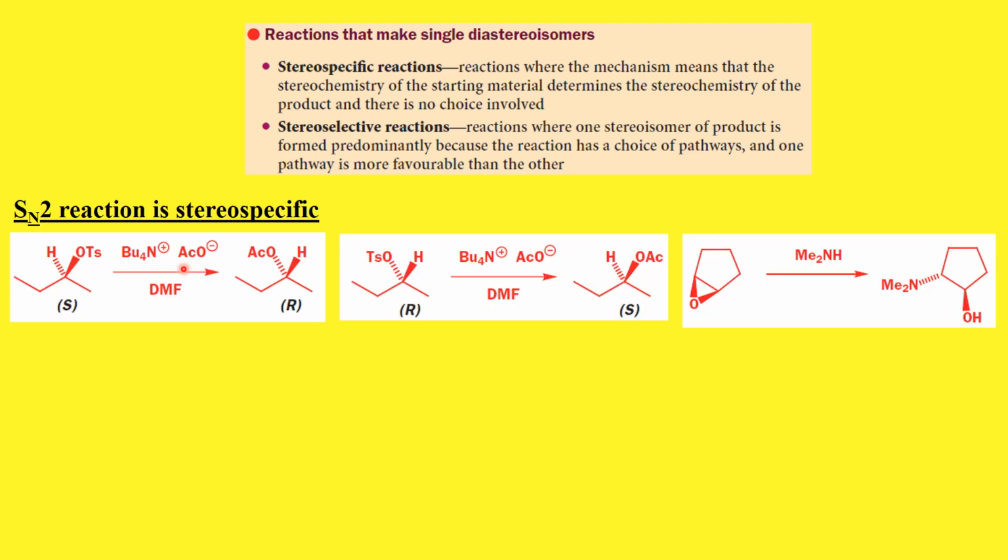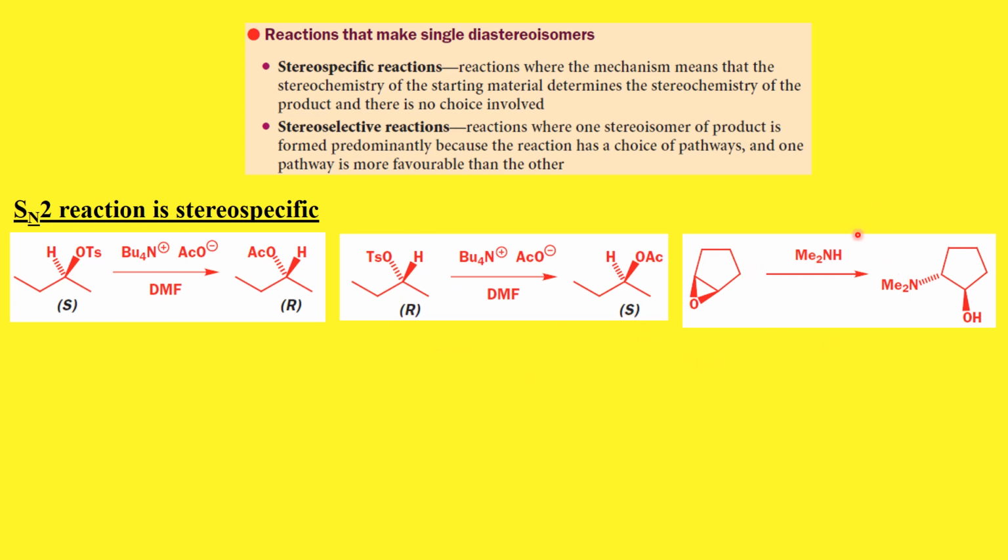Number one, whenever we talk about SN2 substitution reactions, they are stereospecific because we can clearly tell that these reactions proceed by inversion of configuration. The attack always takes place from the backside, so there is a change of configuration. For example, when this acetate ion attacks, the configuration changes from S to R. Similarly, in this case, it changes from R to S.